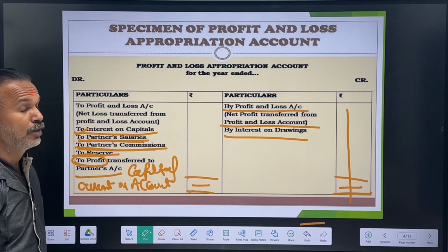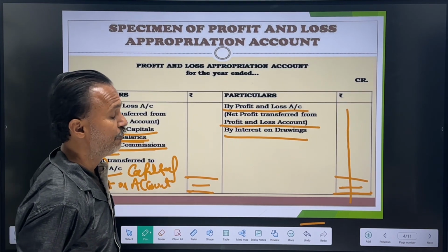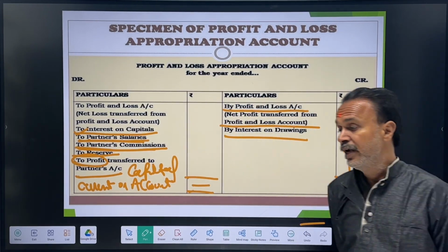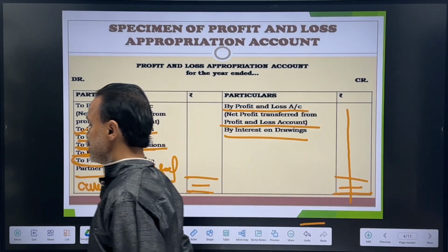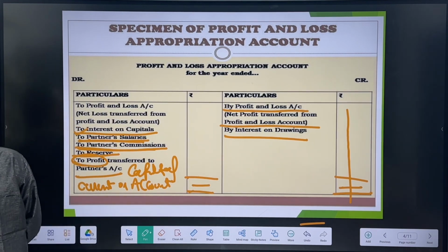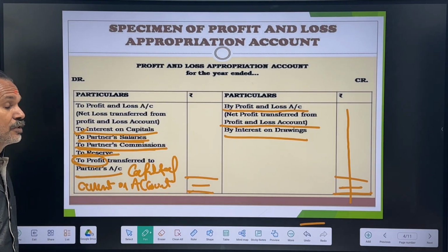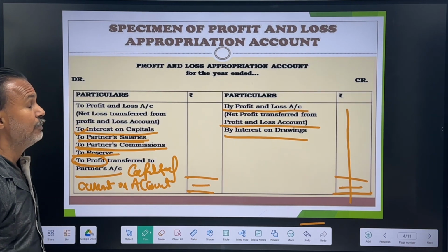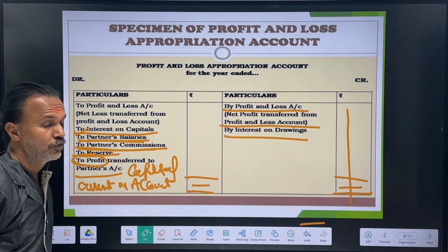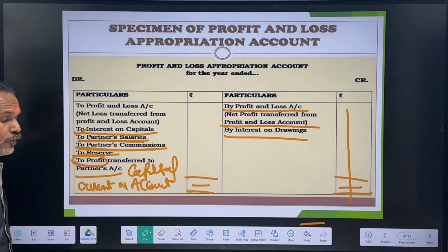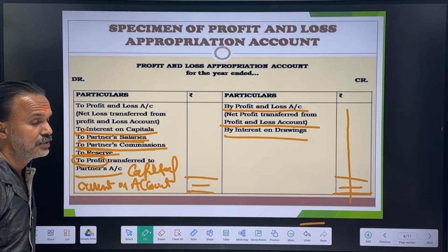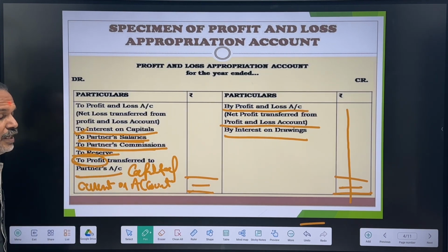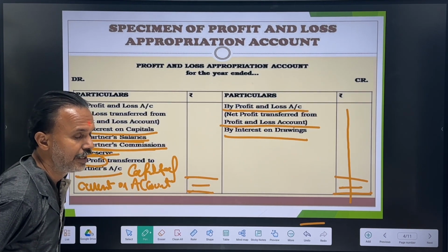PL appropriation account always starts with by profit and loss, that is net profit shown by the profit and loss account, and next by interest on drawing. These two items are always shown, only on the credit side of PL appropriation account. And on the debit side we show interest on capital, salary to partners, commission to partners, transfer to reserve, and balance of profit. Balance of profit means the difference between credit and debit.